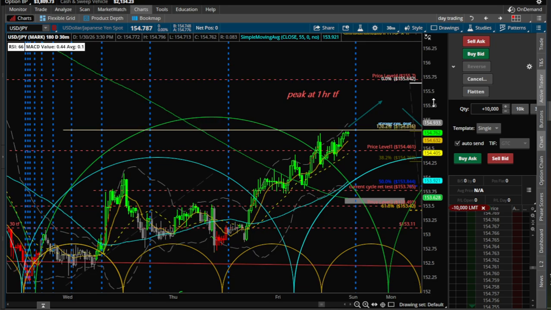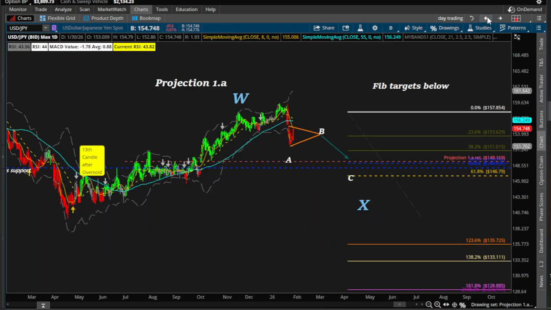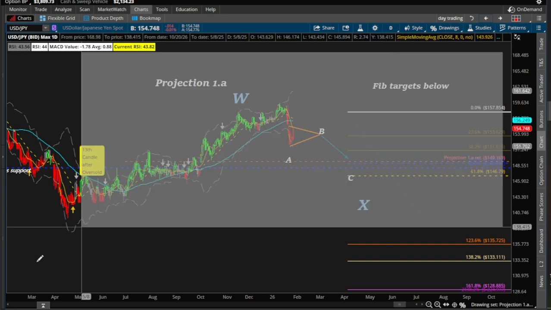So, good luck. I hope it helps. I'm going to go ahead and put it back on scenario number 1 for a little bit and call it a day.